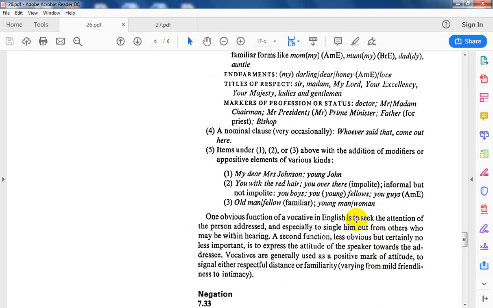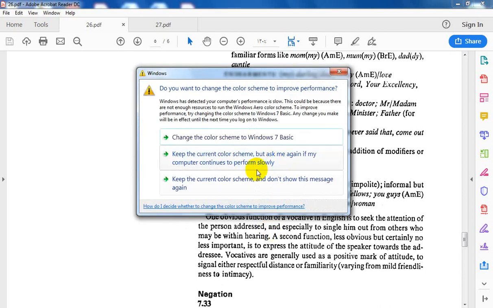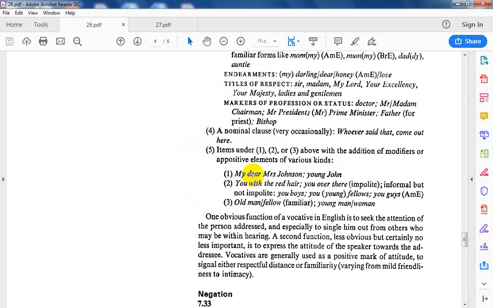First, to seek the attention of the person addressed, and especially to single him out from others who may be within hearing. For example, you are now in the class, and when I say "Ahmed, keep it quiet," you will understand I seek Ahmed's attention to keep it quiet, and I address him especially within you.